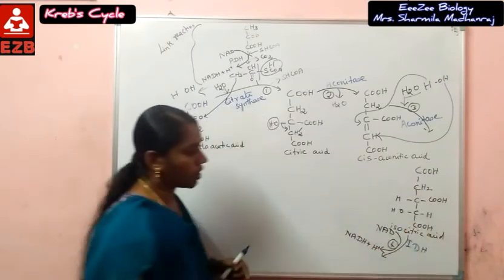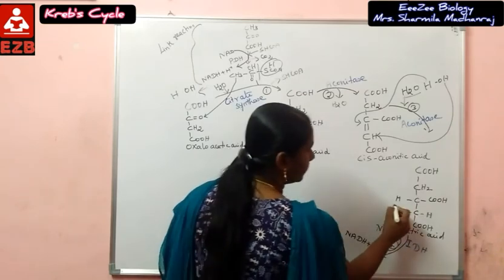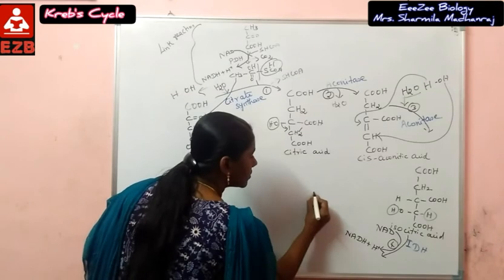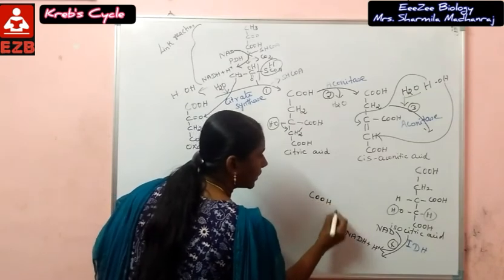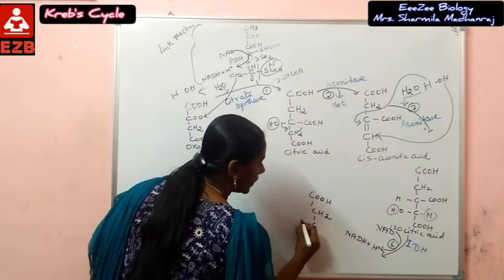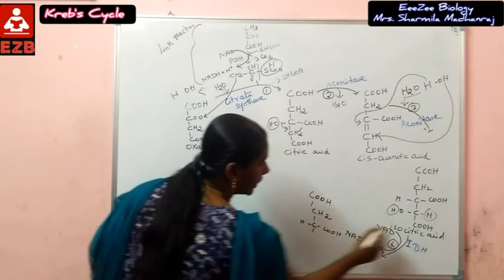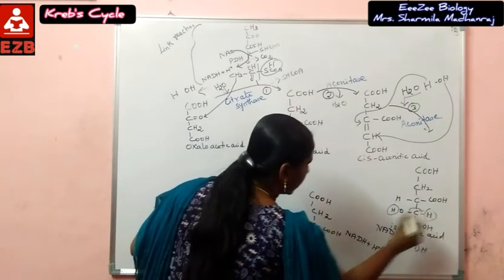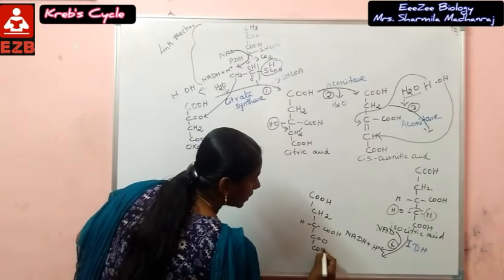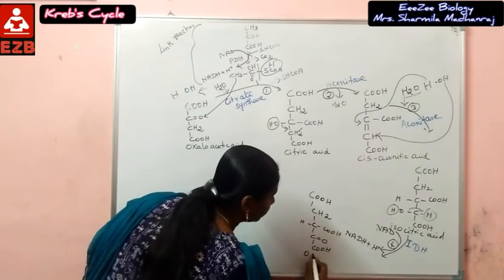From the fourth carbon, 2 hydrogens enter into that NAD group. So the product is COOH, CH2, C, H, COOH. That bond is shifted to here. So C double bond O, COOH. This is oxalosuccinic acid.